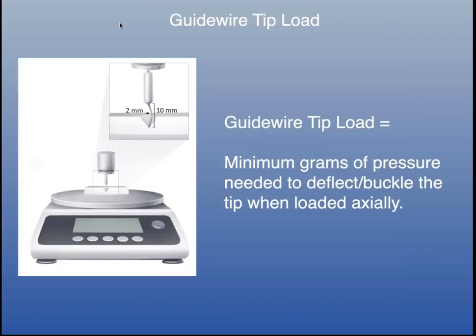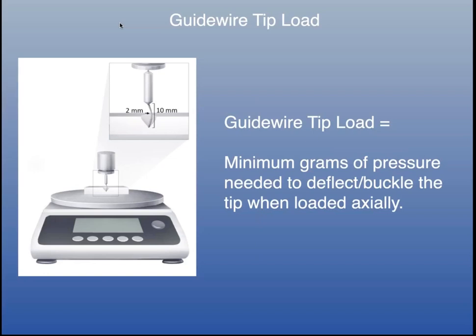So let's look at an example of that. Well, I guess before I show you that, let me tell you about guidewire tip load. When you're dealing with penetration and drilling techniques, guidewire tip load is very important, because you need a guidewire tip that doesn't prolapse or bend easily. So what does that mean? Guidewire tip load is basically the minimum grams of pressure needed to deflect or buckle the distal 1 centimeter of a guidewire 2 millimeters. That's how they define guidewire tip load.